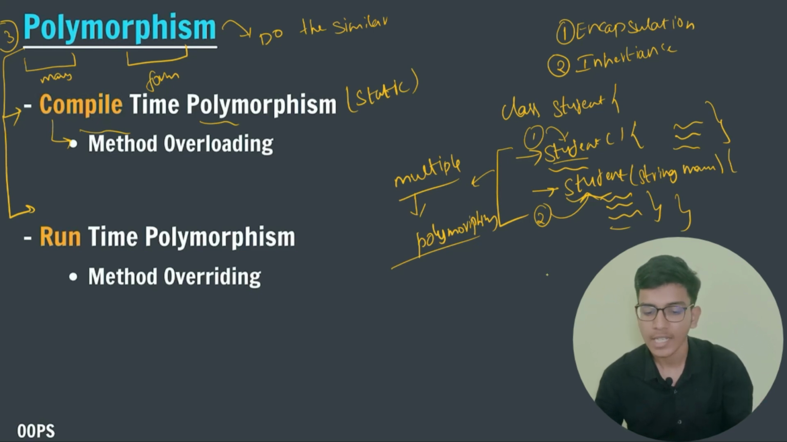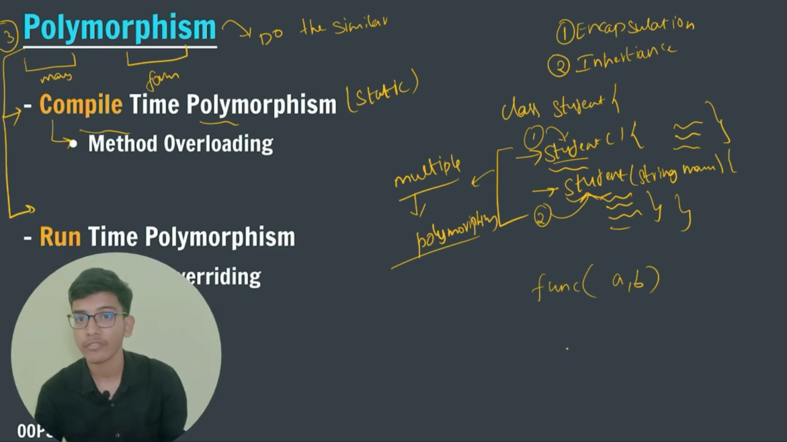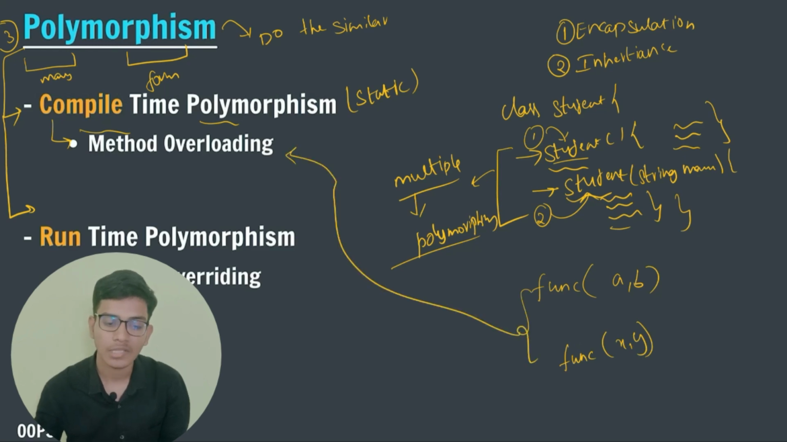We have studied this, right? Let us consider that this is my function and I am passing a, b, and I am creating the same function but passing different parameters here. The name of the function is the same but I am passing different parameters. This sort of phenomenon is known as method overloading or compile-time polymorphism, right?